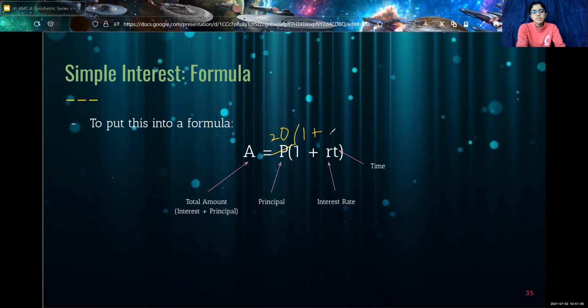number of days, which would then be 0.005 times 10, which is 0.05, right? So we get 1.05 multiplied by 20, so this would be equal to 21, right? This would be the interest plus principal, which is 21. So this is just putting it into an equation form.